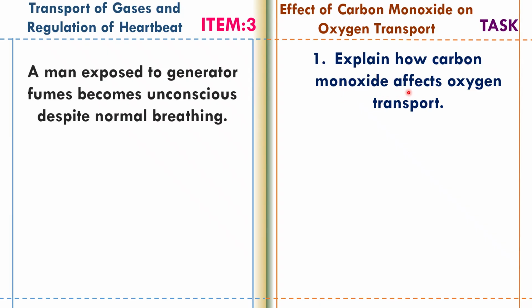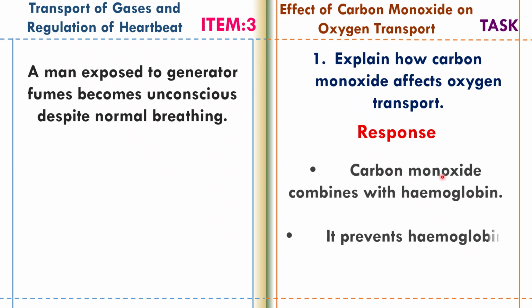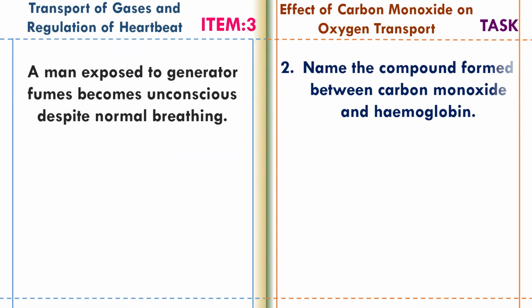Explain how carbon monoxide affects oxygen transport. Carbon monoxide combines with hemoglobin. It prevents hemoglobin from carrying oxygen. Name the compound formed between carbon monoxide and hemoglobin. Carboxyhemoglobin.